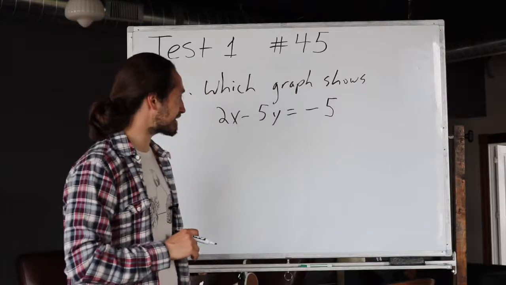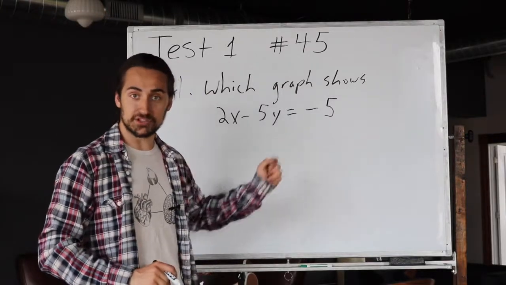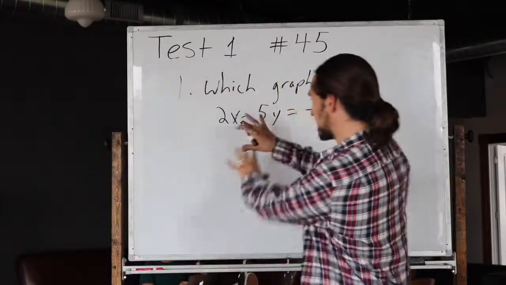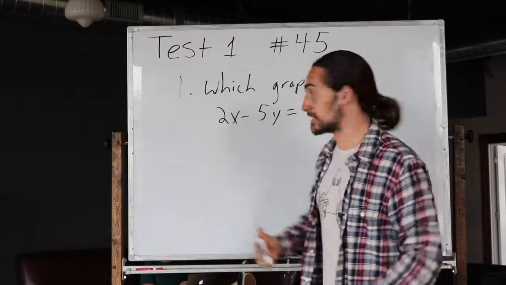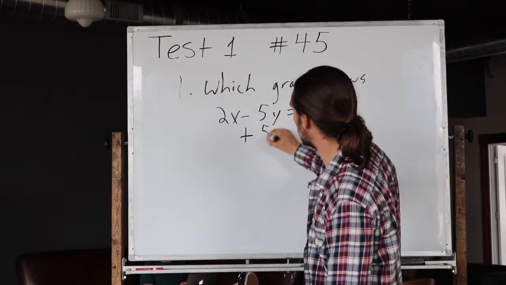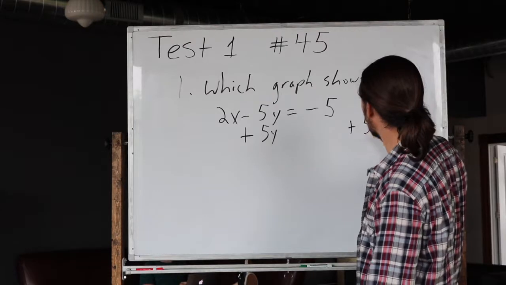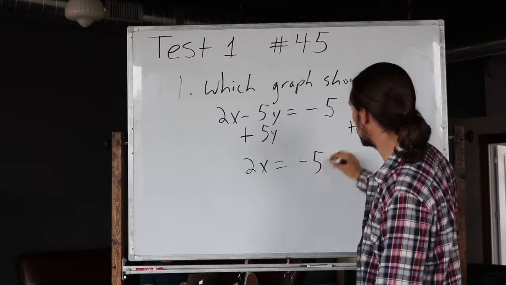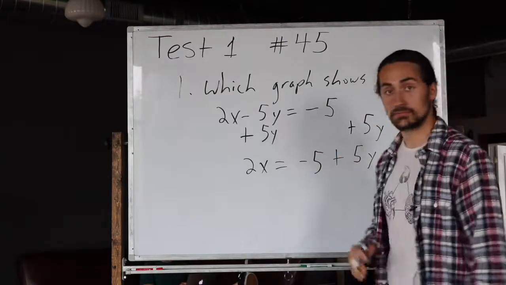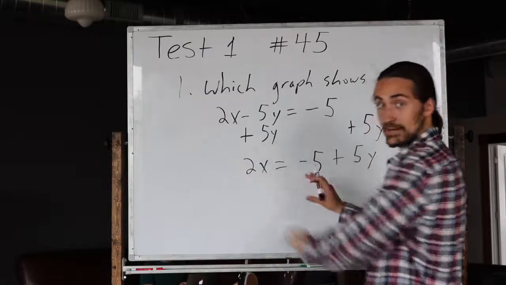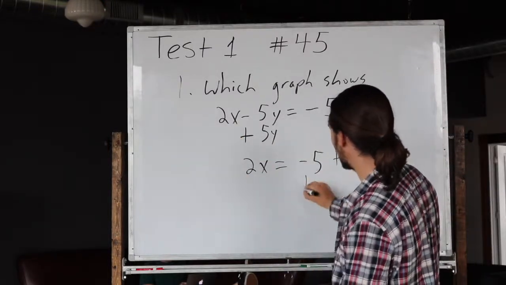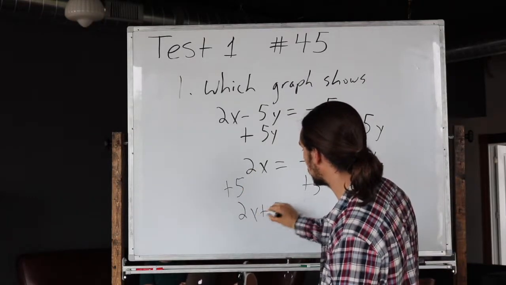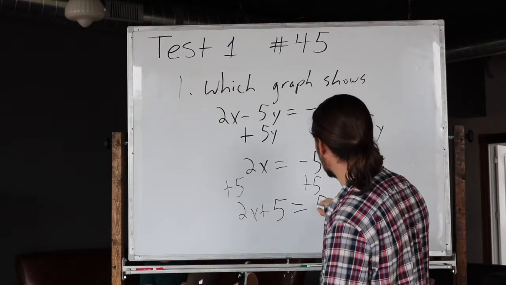And the way that we dig into this is we have to put this in slope-intercept form. Remember that from a while ago, y equals mx plus b? So the way we get this back to y equals mx plus b is we need to add 5y here and 5y here. So we get 2x equals negative 5 plus 5y. Well, we still need to take this negative 5 over here. So we add 5, and we get 2x plus 5 equals 5y.